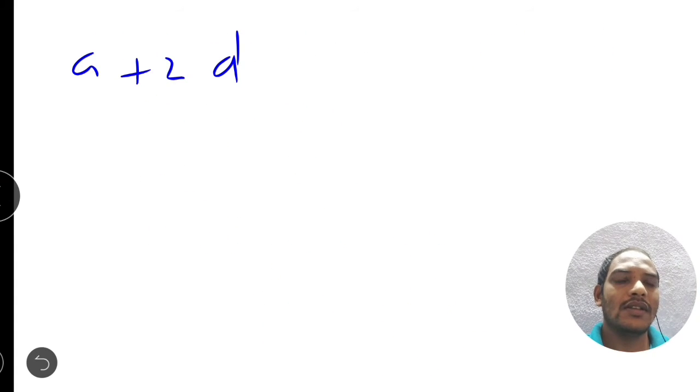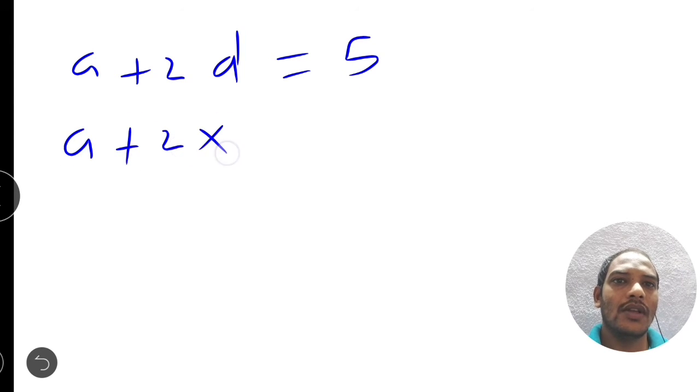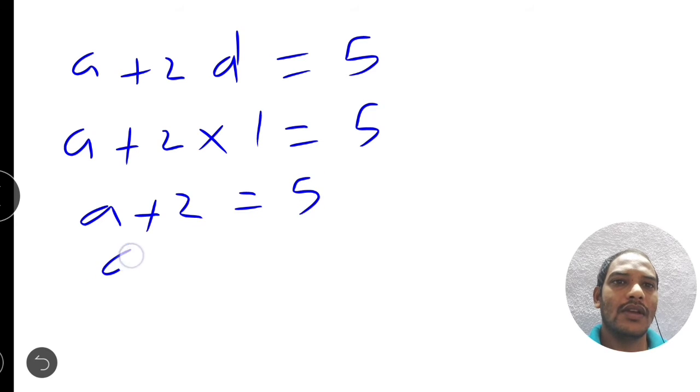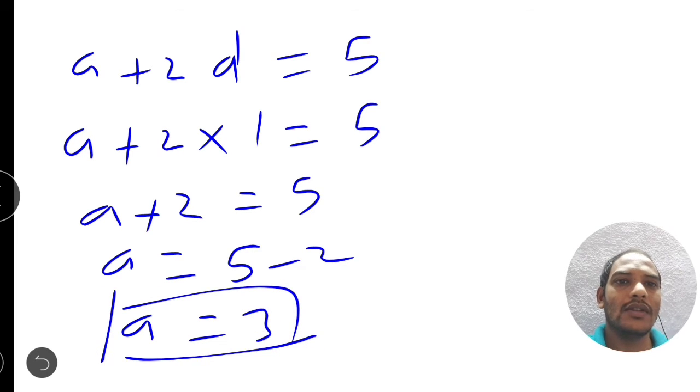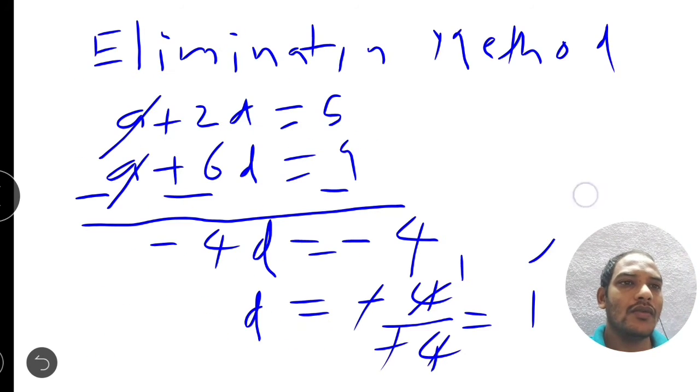Now substitute the d value in either equation 1 or equation 2. I am substituting in equation 1, that is a plus 2d equals 5. So a plus 2 into d value, how much? That is 1. It equals 5. So a plus 2 into 1 is 2. It equals 5. a equals 5 minus 2. Then a equals 3. So a value is 3 and d value is 1.